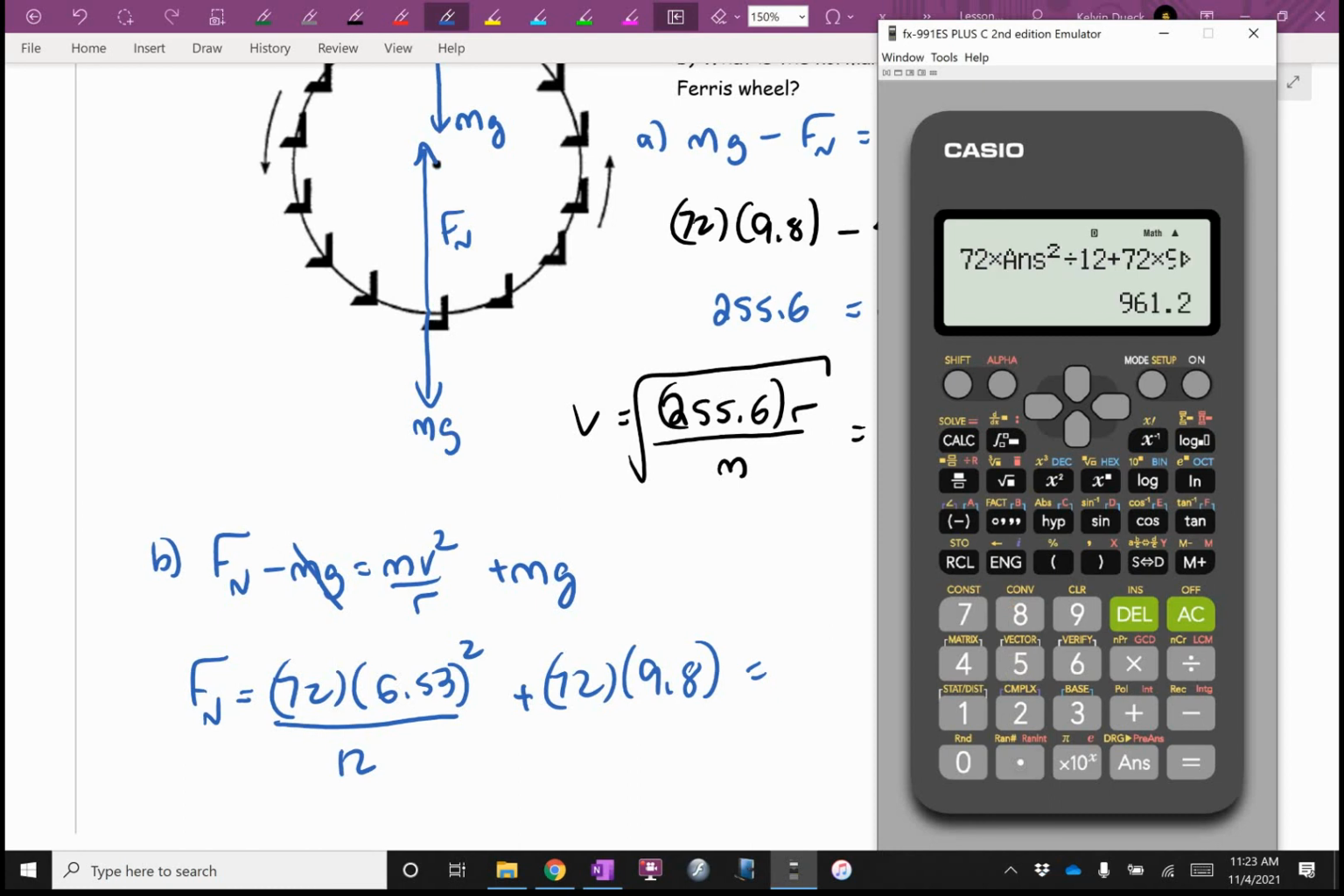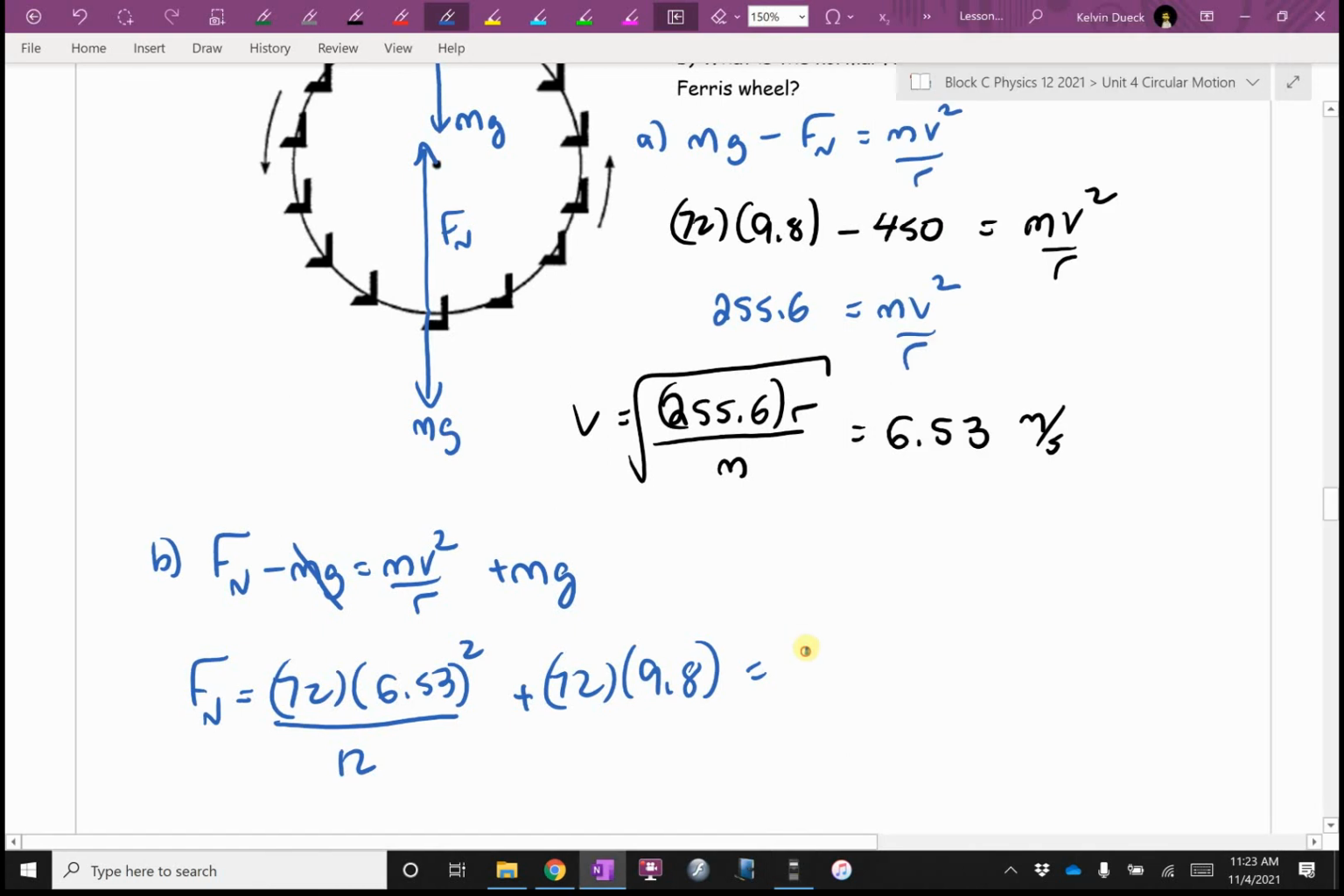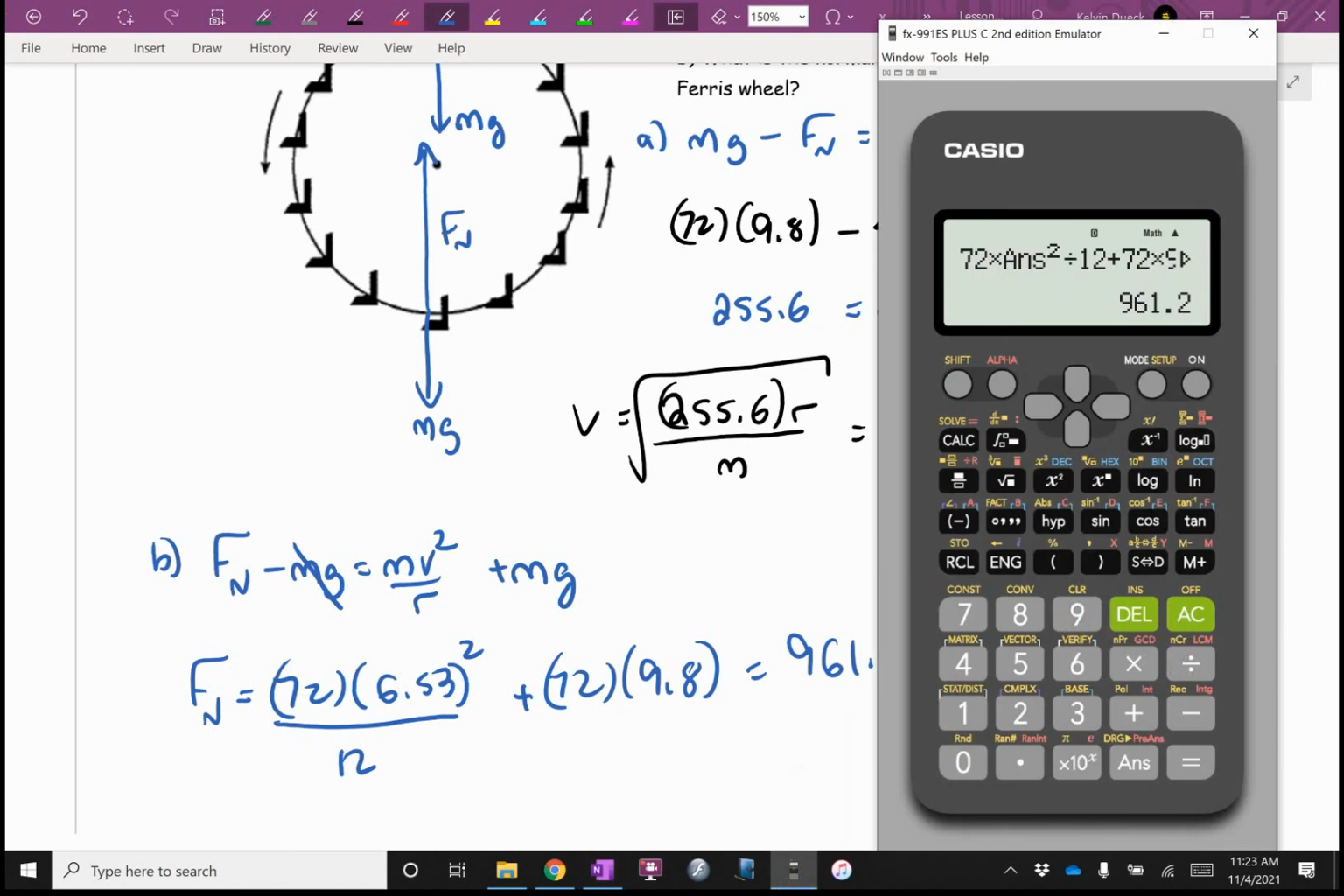And I get 961.2 Newtons. Sorry? I don't know. Let's see. Divide by 9.8. Oh, divide by 9.8. You feel like you have a mass of 98 kilograms.